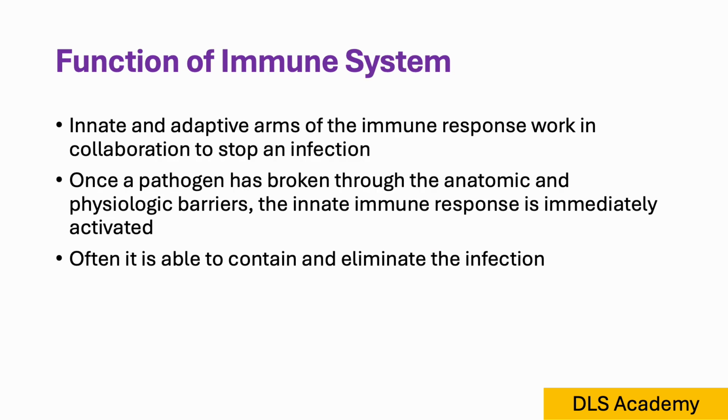Critically, the innate and adaptive immune systems come together to help eliminate infection. They don't live separately. However, sometimes once a pathogen is capable of breaking anatomic and physiological barriers, the innate immune system response is fast enough to sometimes even contain and eliminate the infection by itself, eliminating the need for adaptive immunity to be switched on. So innate immunity is the front line of the human body.